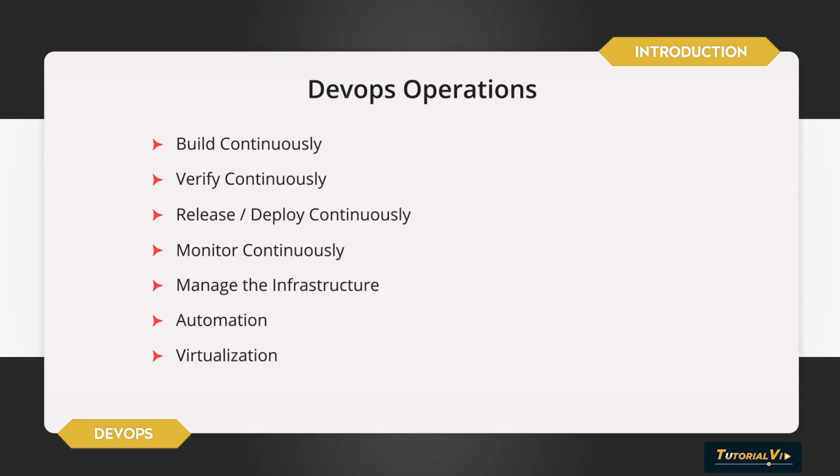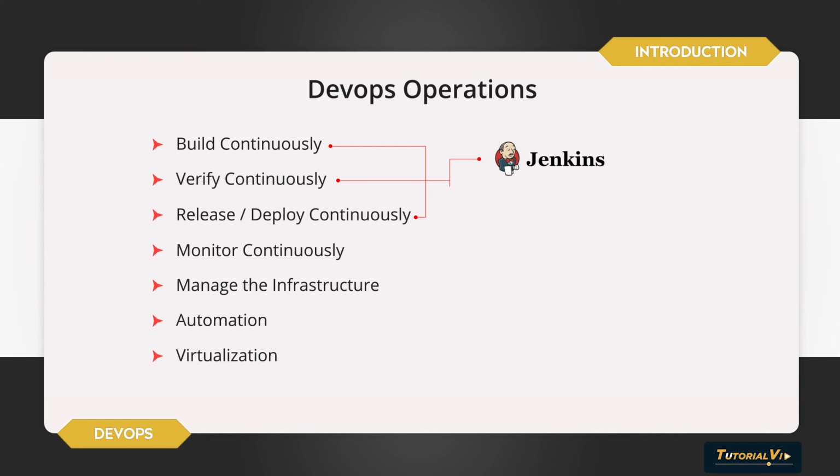Now, let us see what the various technologies or approaches implemented to solve these problems are. The first three terms, continuous build, continuous verification, and continuous release and deployment, are known by a single term, continuous integration, and this can be achieved using a tool called Jenkins. There are various other tools which help in achieving continuous integration, but the tool of our choice is Jenkins, which we will be learning about in the next video.